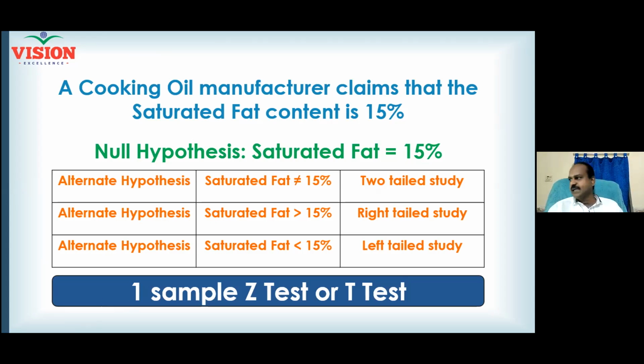Now the study can be two-tailed, right-tailed, or left-tailed. If you want to say saturated fat is not 15, then it is a two-tailed study. If you want to say it is more than 15 or less than 15, it will be right-tailed or left-tailed.